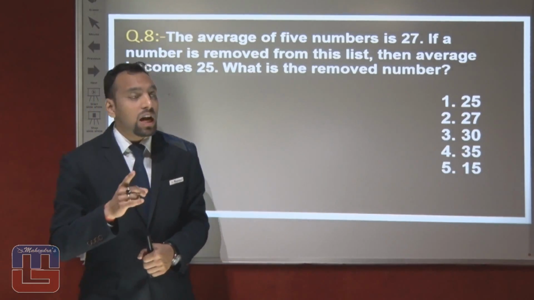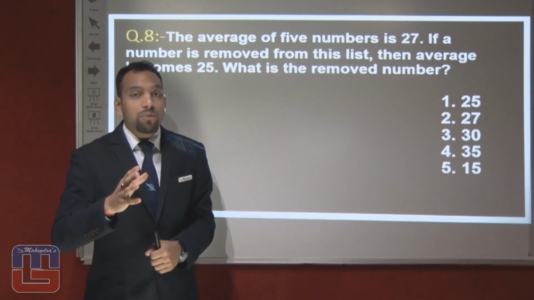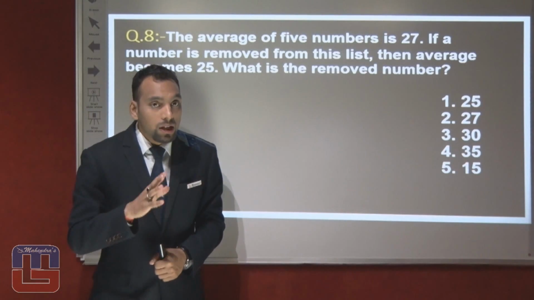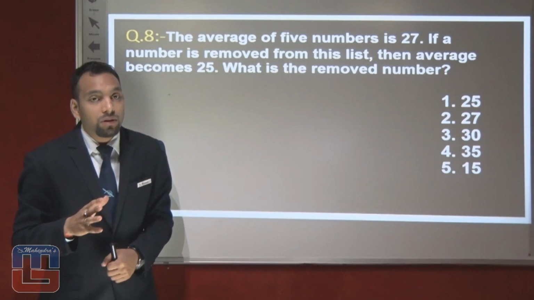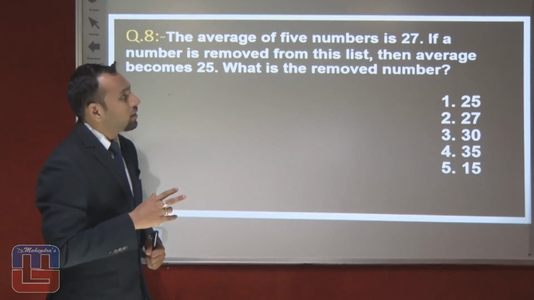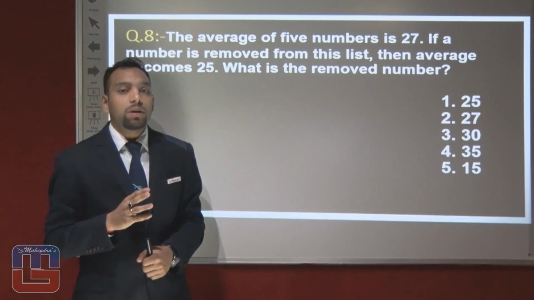Now see, I'll give you a trick for this question. Firstly, read the question. The average of 5 numbers is 27. If a number is removed from the list, the average becomes 25. What is the removed number?